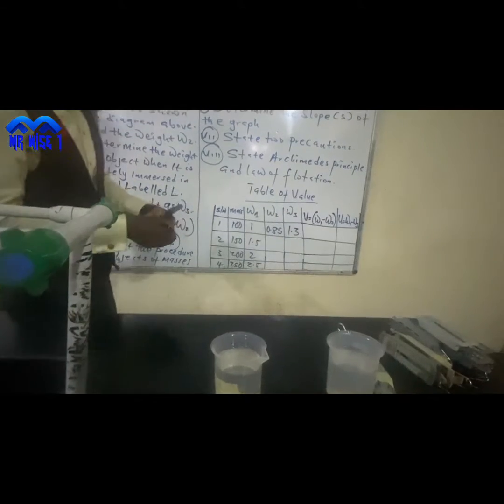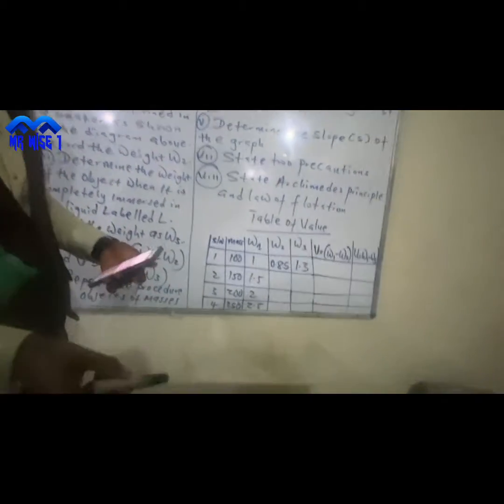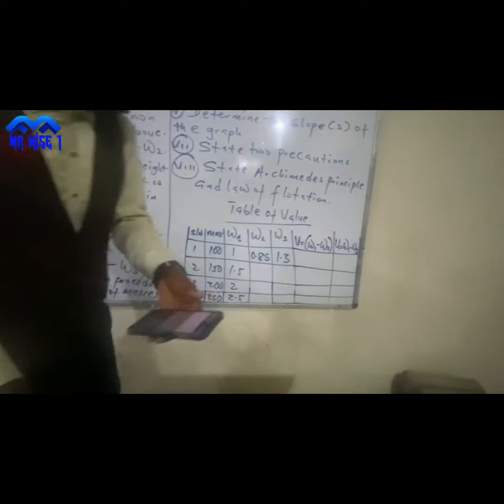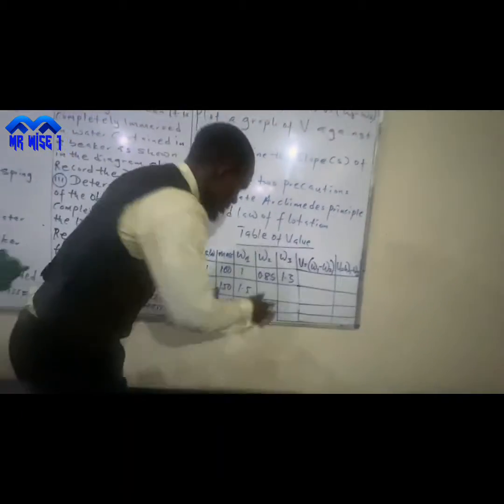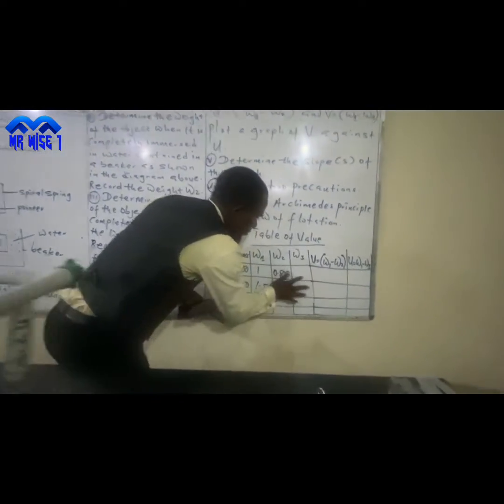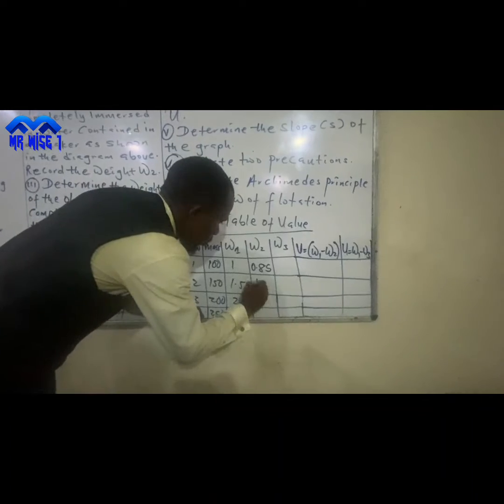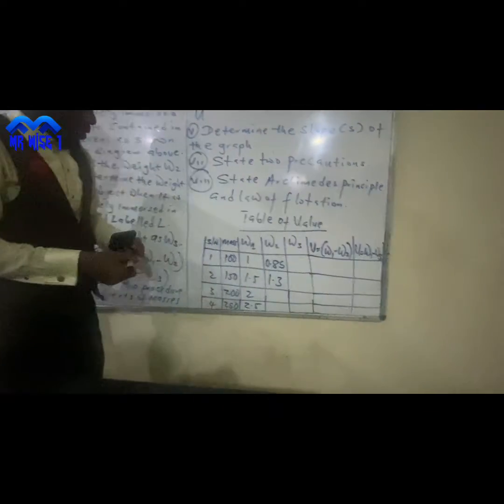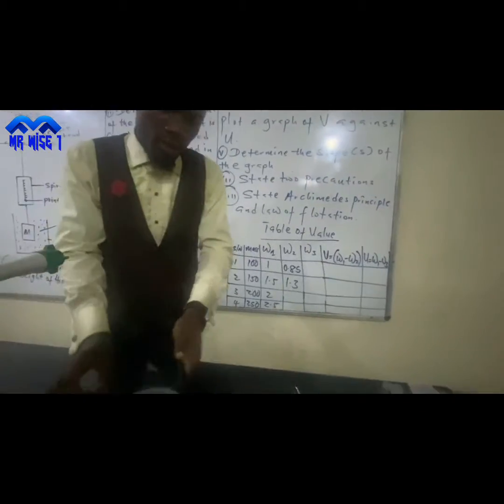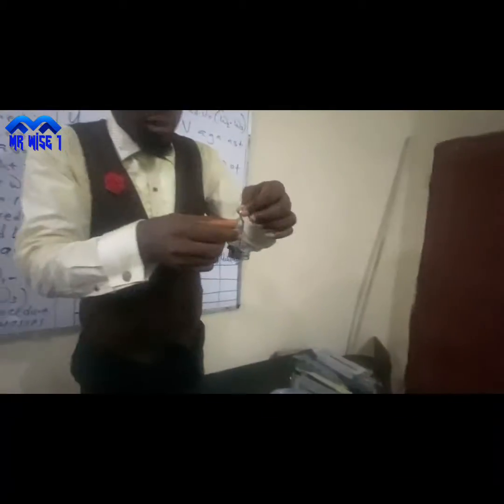1.3. Okay, this is 1.3. All right, no, I've made a mistake. Sorry about that. Okay, so here is 1.3. Let's proceed. The next one is another 50 gram of mass added to this.